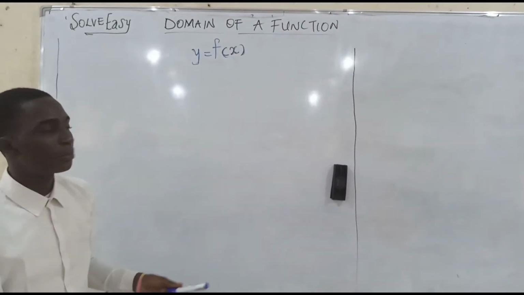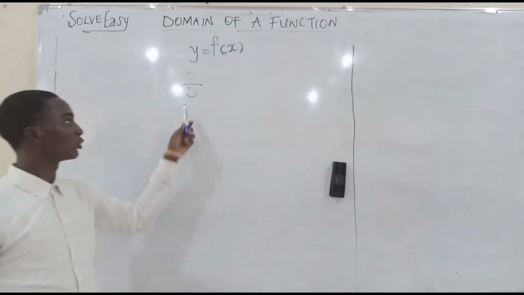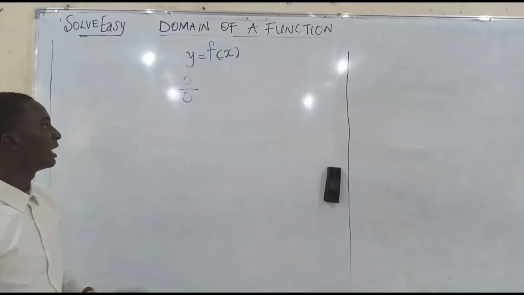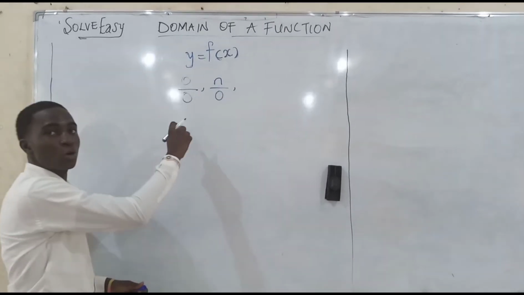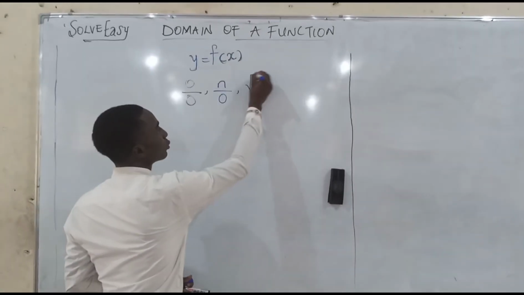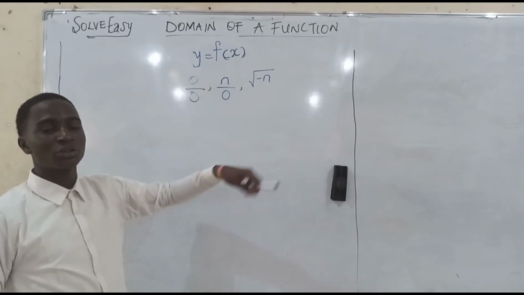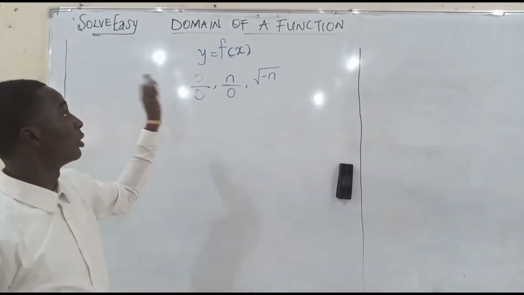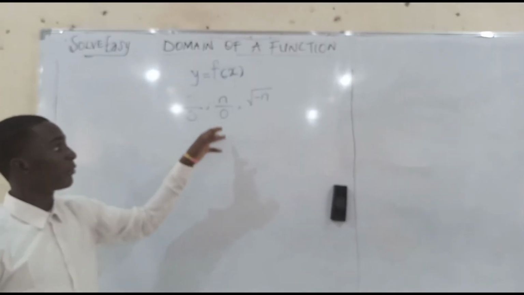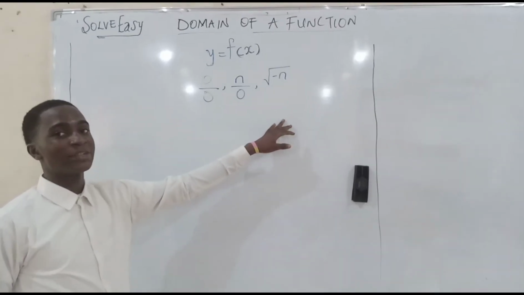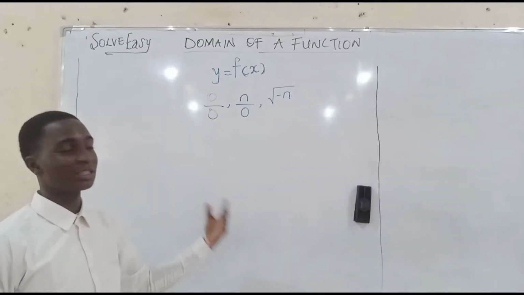So for example, if I'm having 0/0, this number is undefined if you press your calculator. If I'm having a number over 0, it is undefined. And if I'm having the square root of a negative number, it is as well undefined. So those are three things you'll be watching out for when solving the domain of a function: 0/0, a number over 0, and the square root of a negative number. Press this in any calculator, it will give you math error or syntax error depending on the calculator.